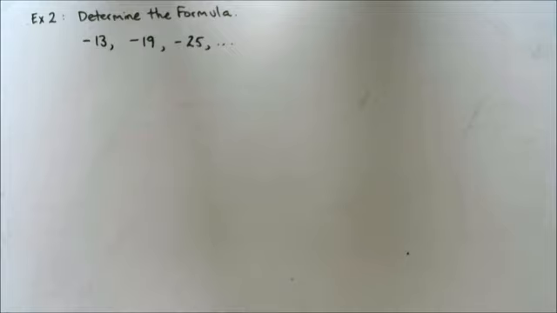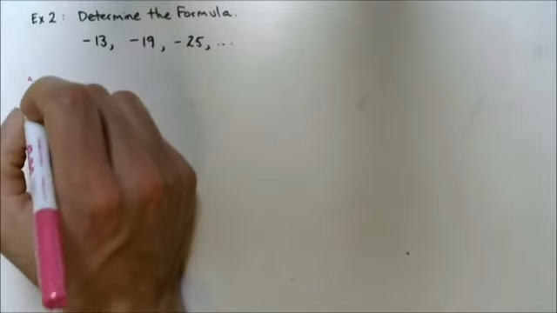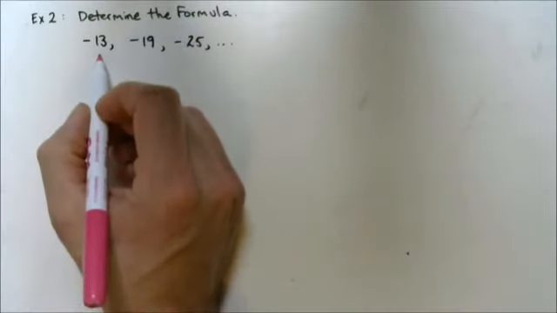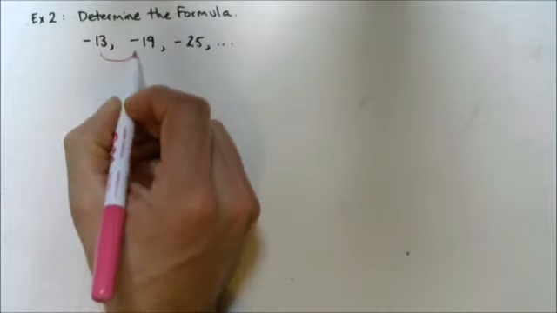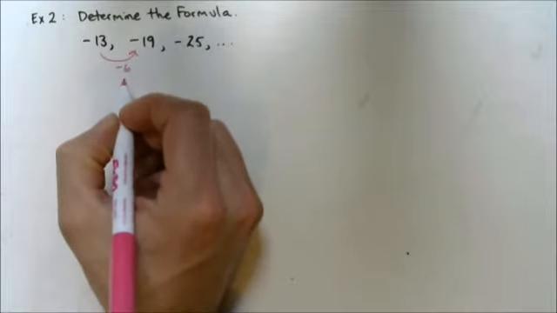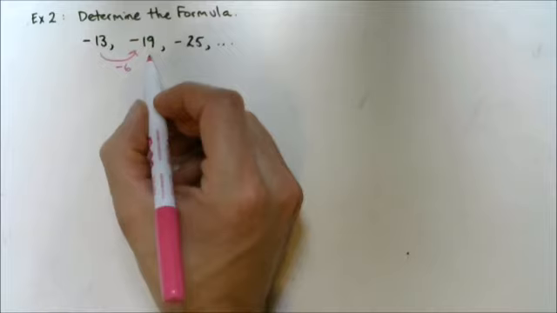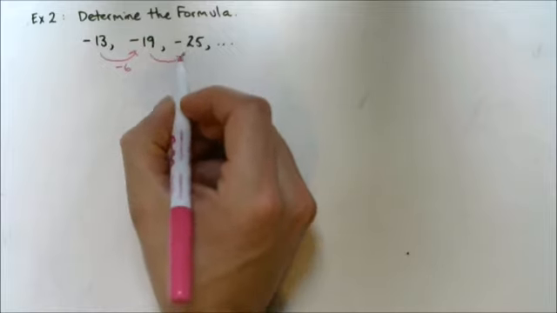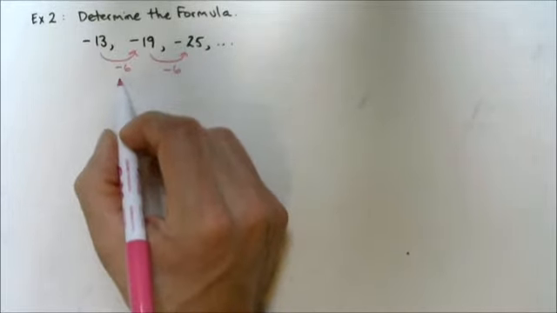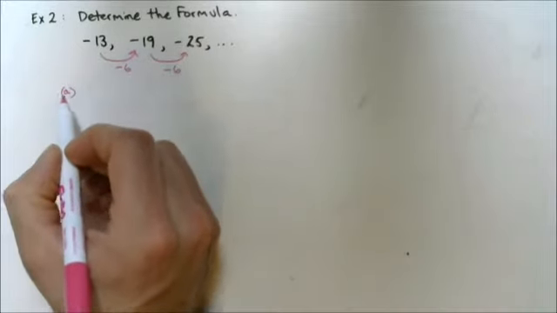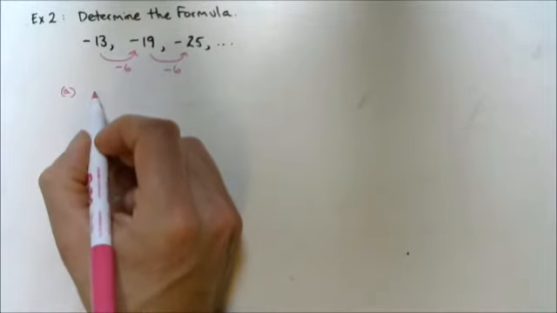Example 2, we're asked to determine the formula given the sequence. So we're going to consider the sequence -13, -19, -25, and so on. And A asks us to figure out if it is arithmetic or not. By observing the terms, we've got a first term of -13, and to get from -13 to -19, we're decreasing by 6. To get from -19 to -25, we're decreasing by 6 again. As soon as I determine that there's a constant difference, I can confirm that this is indeed arithmetic.